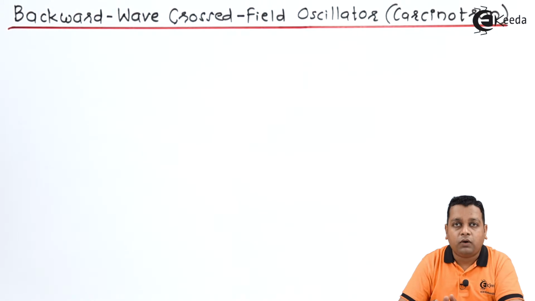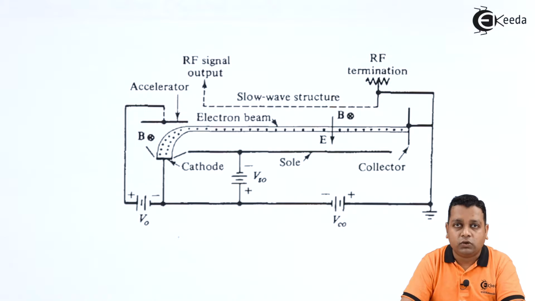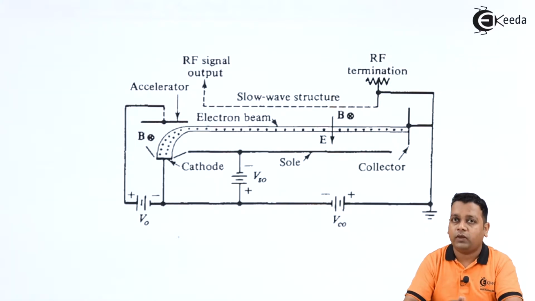Now the backward wave cross-field oscillator has two configurations. The first configuration is the linear configuration, and this device is also called the carcinotron, whereas the second configuration is called the circular carcinotron. First of all we shall understand the first type, that is the linear carcinotron. To understand it we have the structural diagram, so let us get the details.